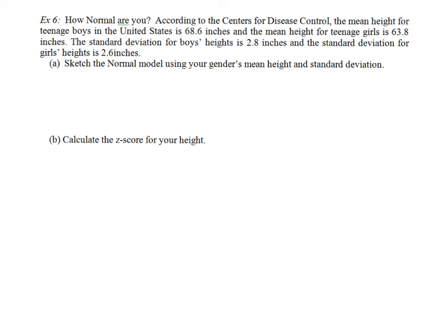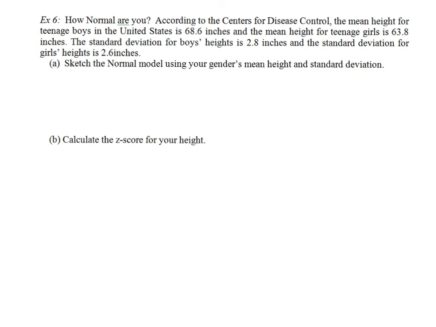In example number 6, you're going to be given a chance to calculate how normal are you. According to the Centers for Disease Control, the mean height for teenage boys in the United States is 68.6 inches, and the mean height for teenage girls is 63.8 inches. The standard deviation for boys' heights is 2.8 inches, and the standard deviation for girls' heights is 2.6 inches.